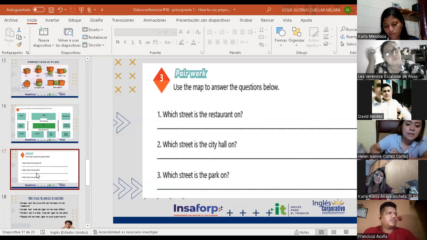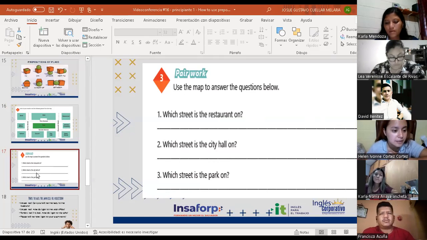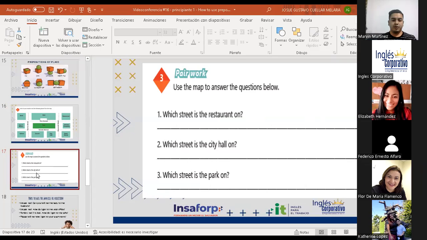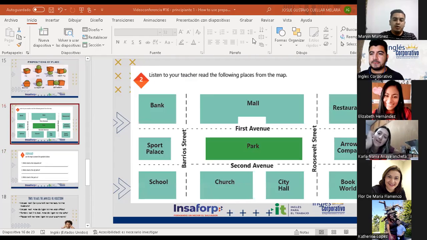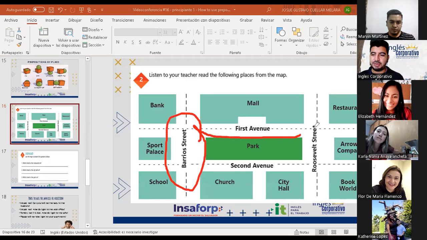which street is the park on? Vamos a preguntarle acá a Ivania. Which street is the park on? Aquí vamos a ponerle acá. Thank you. In Barrios Street. No, Barrios Street. Between, podemos decir entre Barrios Street and Roosevelt Street. Okay, thank you, Ivania. Very nice.